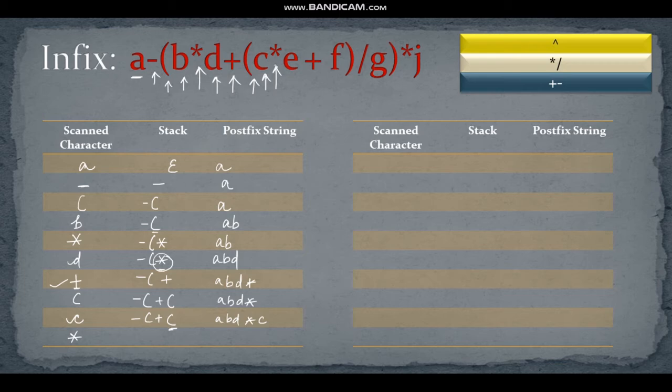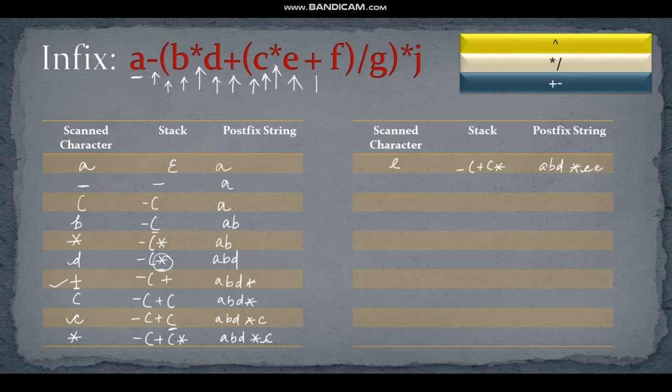Now the top of the stack is a parenthesis, so this will be directly pushed onto the stack since there is no precedence comparison, and the remaining string remains the same. Now coming to the next element, that is E. So the currently scanned element is E, and the stack remains the same, since we have to push the operand onto the postfix string. So the string becomes ABD cross C and E.